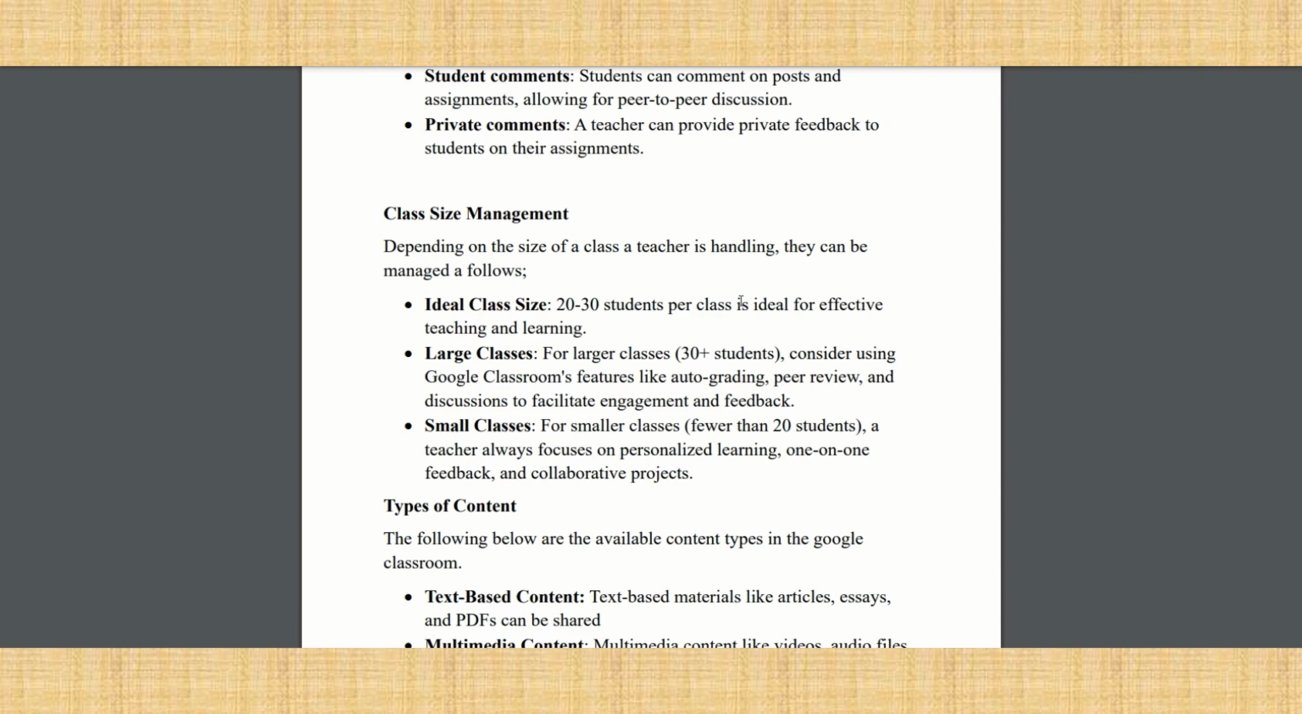So if you are dealing with a large class, an ideal class of 20 to 30 students, how will you manage it? For large classes, above 30 students, for smaller classes. So we see that for a large class, maybe a teacher may not manage to interact with the learner individually, but as we have seen here, we may engage in auto-grading, peer review, discussions, faculty engagement, and feedback. For smaller classes, that's when a teacher can focus on personalized learning, whereby there's one-to-one feedback between the teacher and the student, as well as collaborative projects.